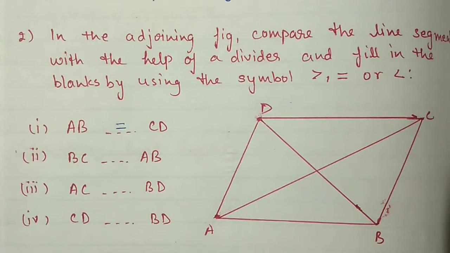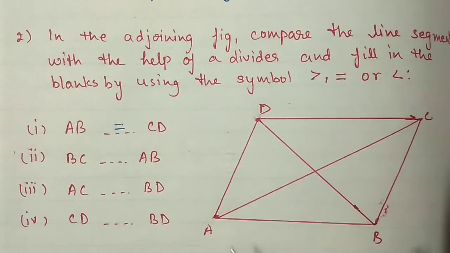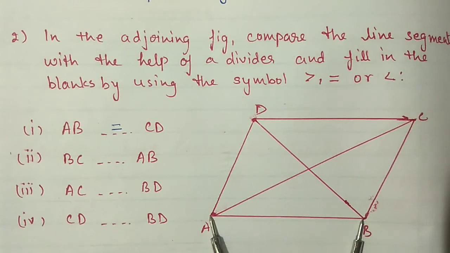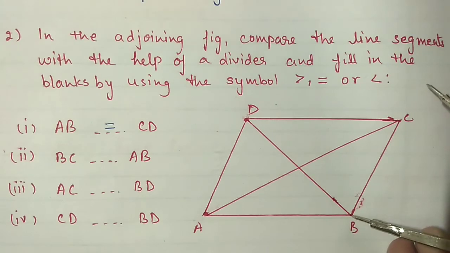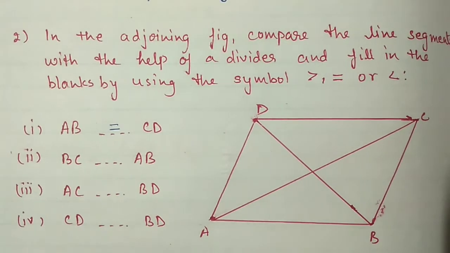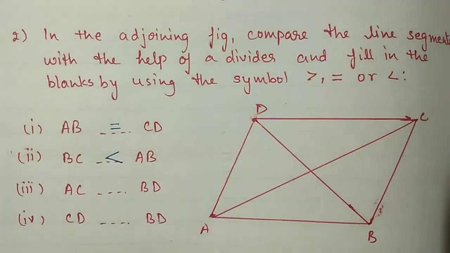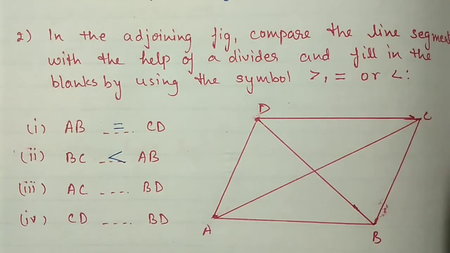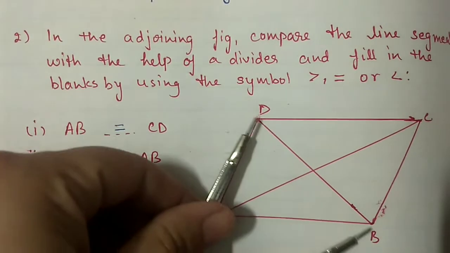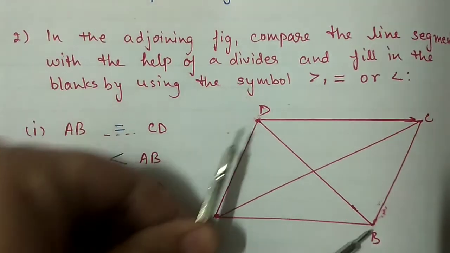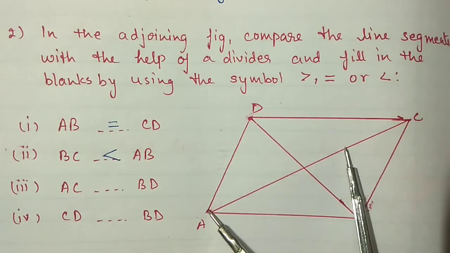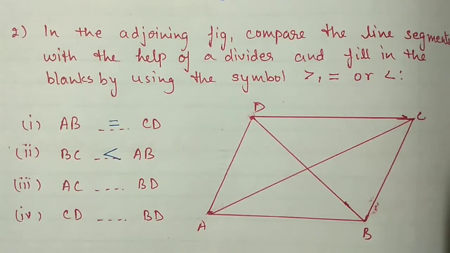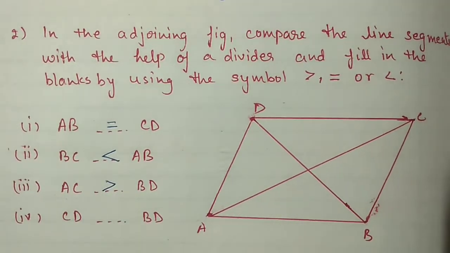Second one, BC and AB. AB we have already taken. So if we keep this AB on BC, you can see AB is greater than BC. It is coming out of this length. So here we will fill AB is greater than BC. Third, AC and BD. We will take BD, and then when we keep BD above AC, you can see BD is smaller than AC. So here AC is greater than BD.